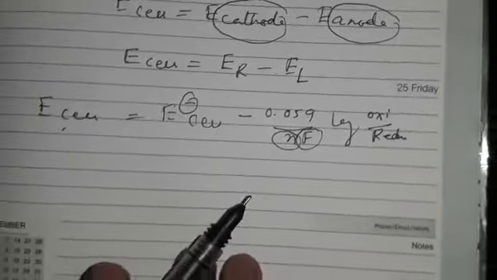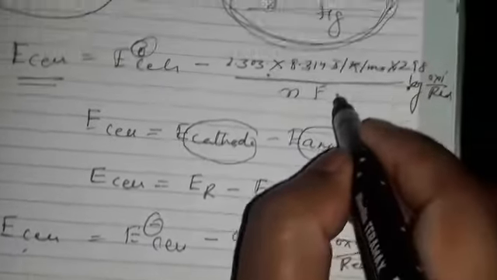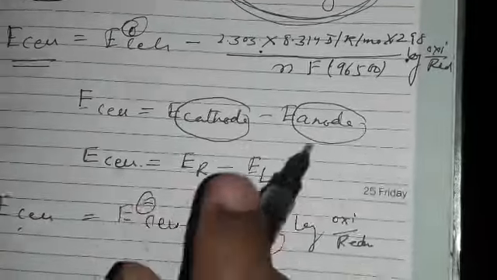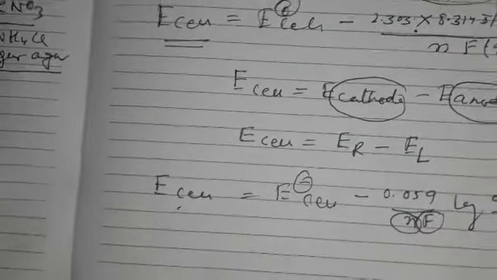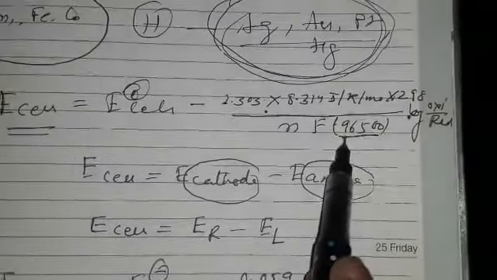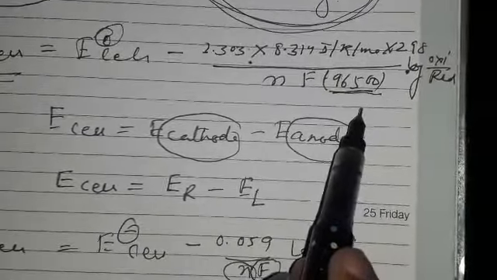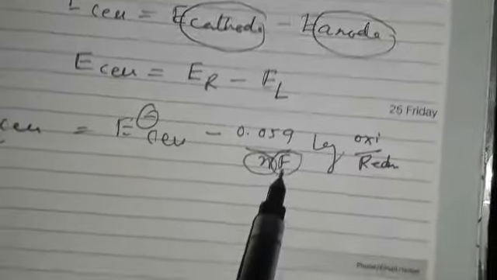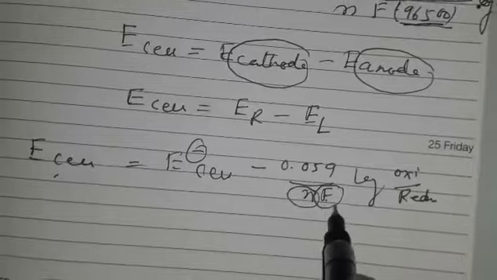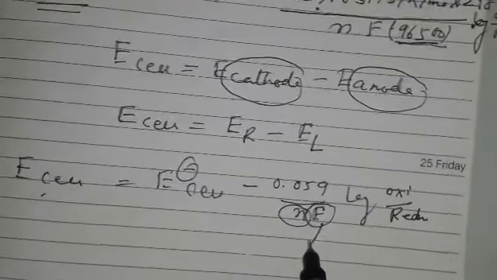You know that Faraday's value. Here you will put the value of Faraday, 96500. In some books it is given as 9640 something, but you should remember that the exact value is 96500. This is experimentally determined. So you will put the value here and you will get this much value. So this is your n. F will not be here.